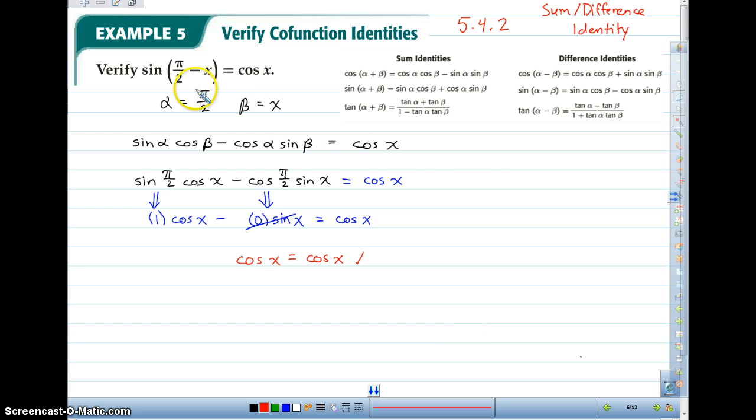Okay, pretty simple. This should be a familiar identity. This is one of our cofunction identities, right? It says that the sine of an angle is equal to the cosine of its complementary angle. So 90 degrees minus x is the same thing as the cosine of x. Okay, let's go ahead and try these two.